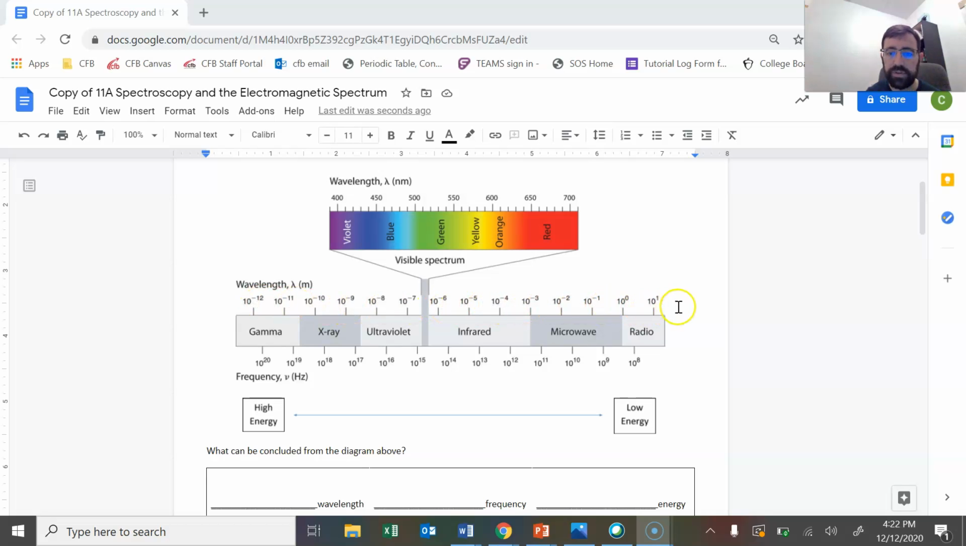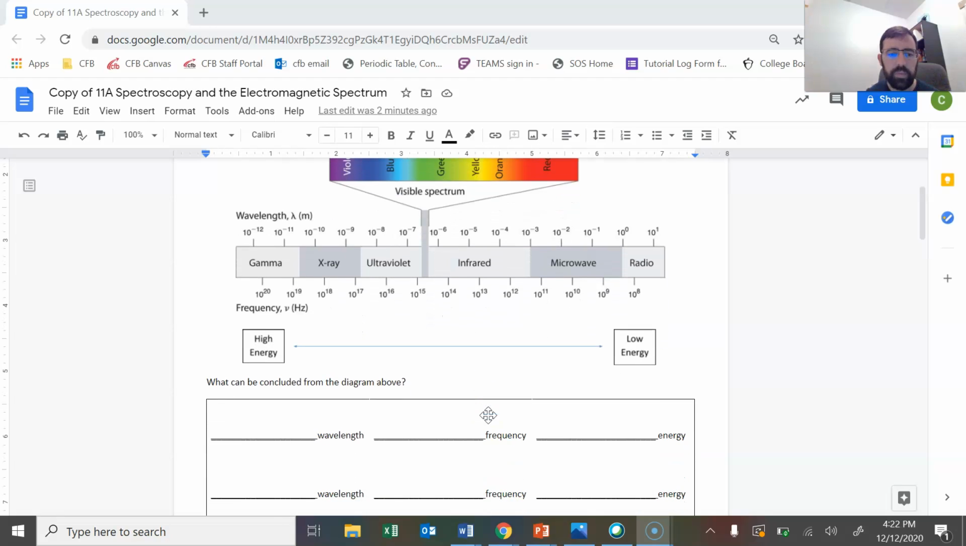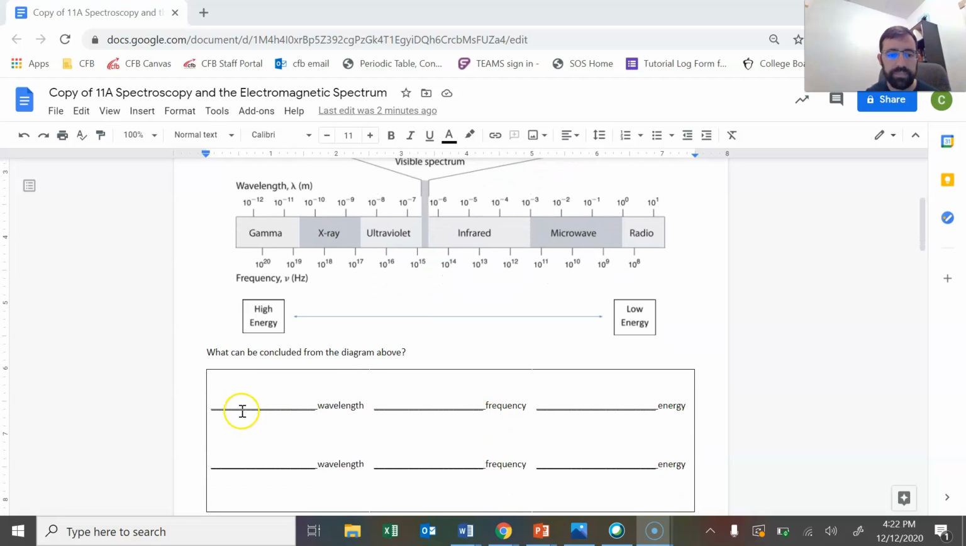If you look at the electromagnetic spectrum that we have here, going from left to right on this spectrum, you can see that the wavelength is increasing. It's getting bigger. If you look at the frequency scale, which is on the bottom, it's getting smaller going from left to right, and you can notice that from looking at the numbers going from 10 to the 20th to 10 to the 8th. It's getting smaller. And then we don't really have numbers here, but we know the highest energy is on the left and the lowest energy is on the right.